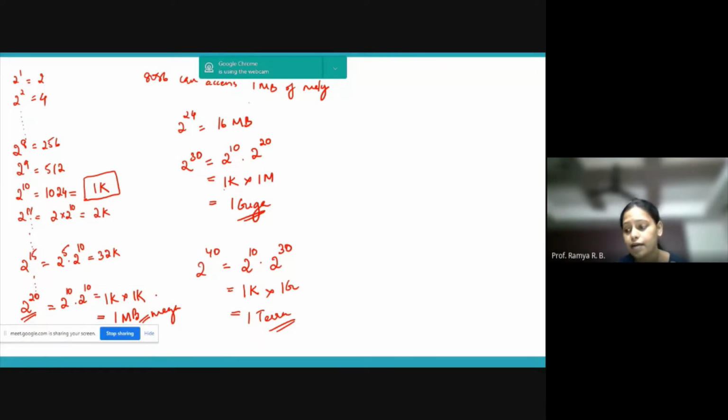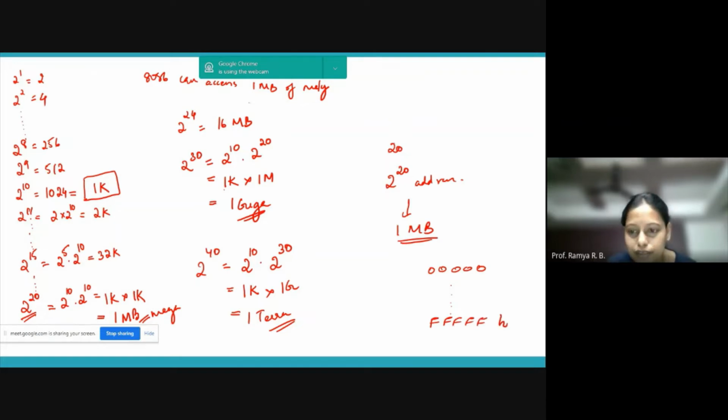giga is 1 terabyte. So since 8086 has 20 address lines, it means it can access 2 power 20 address locations. That means it can access 1 megabyte of memory. And then Aditya told that the address ranges from 00000 to FFFFFH. Now you take 2 minutes and find out how you got this address range from 00000 to FFFFFH.